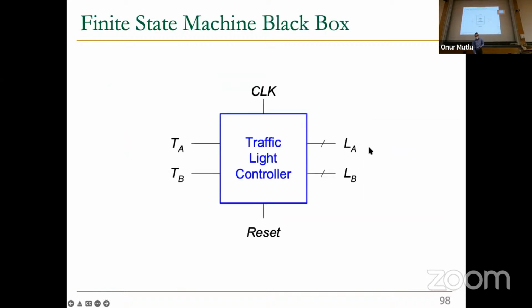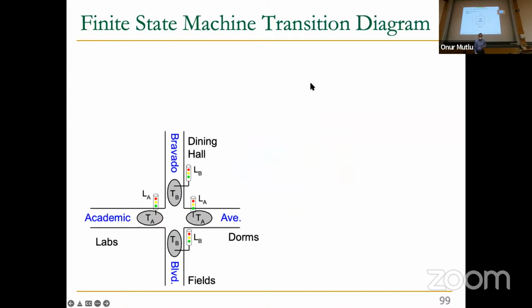Okay, so basically, this is our black box of the finite state machine. Let's design this finite state machine very quickly. I'm going to do it quickly because you can actually read it in your book also relatively easily. But this is our traffic light controller. These are the inputs, TA, TB. There's reset. You start from some state. There's clock. And these are the outputs, basically the state of the lights in this current cycle, LA and LB. And the clock cycle is 5 seconds.